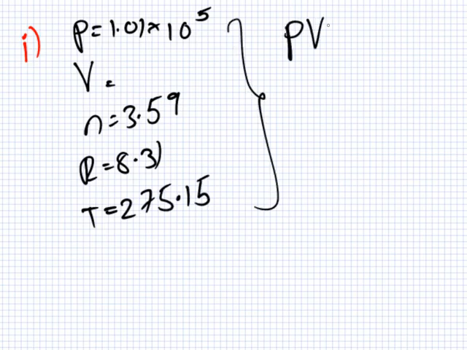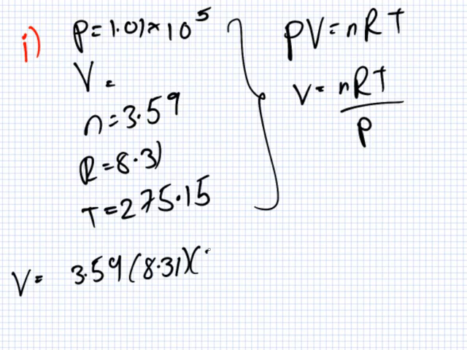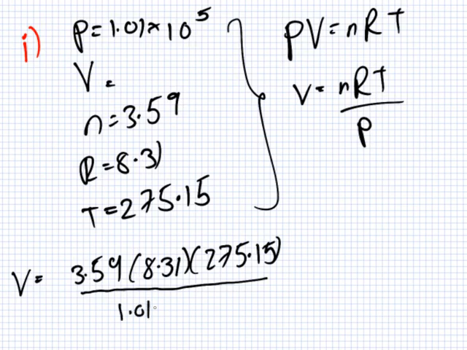So when you have PV equals nRT, the V equals nRT over P. So the volume will be 3.59 times 8.31 times 273.15 all over P, which is 1.01 times 10 to the 5.